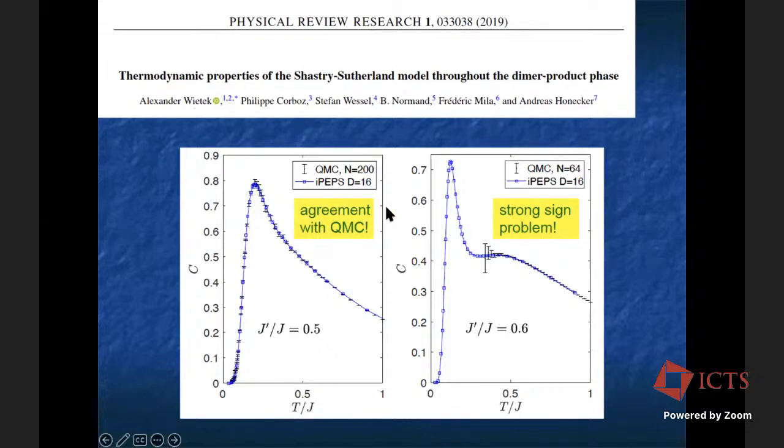Then if we move to larger ratios, because this is our goal, you see that the sign problem in quantum Monte Carlo shows up in error bars that become very large, and there is no way to understand what's happening at low temperature with quantum Monte Carlo. But iPEPS continues to give a very well-defined specific heat. There is a big peak growing, a double peak structure developing at 0.6. This means that in principle, we now have at hand a method that should allow us to study the thermal properties beyond the value 0.5.